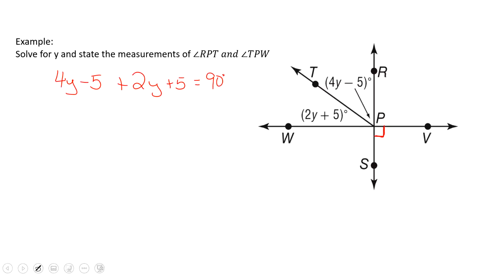Plus 5 minus 5, they disappear. So I end up with 6y equals 90. We divide both sides by 6. I end up with y equals 15. So we've answered a third of our question.